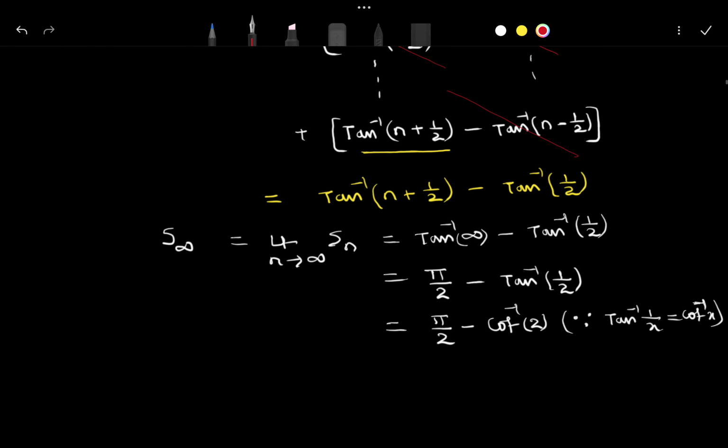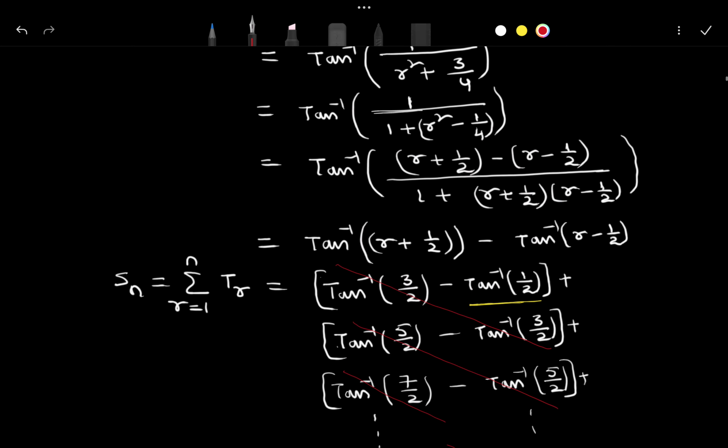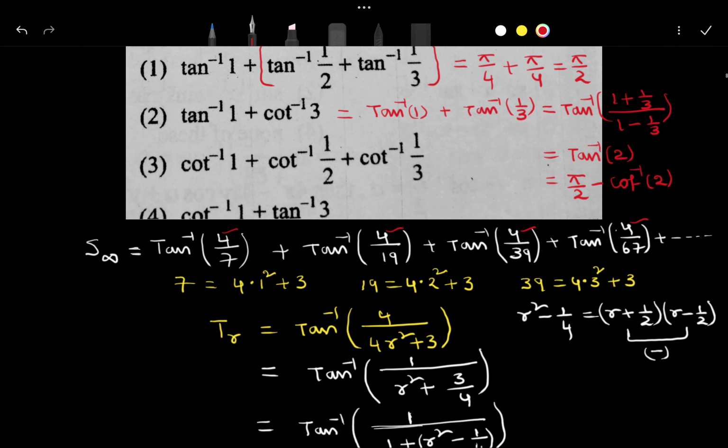This one will be pi by 2 minus cot inverse of 2. You have this result. So now, this result will be equal to which option? Option 2 is the correct answer. So your right answer will be option 2. I hope that everyone is clear on this problem.